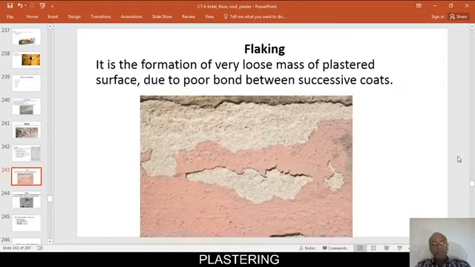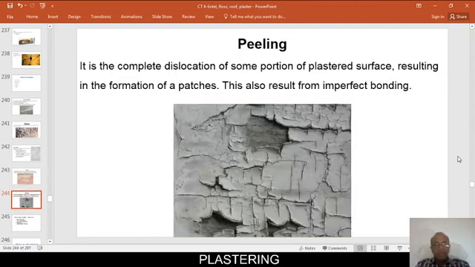Now next is flaking. It is the formation of a very loose mass of plastered surface due to poor bond between the successive coats. So due to flaking, these loose masses may come out. Next is peeling. It is a complete dislocation of some portion of the plastered surface resulting in the formation of patches. This also results from imperfect bonding.